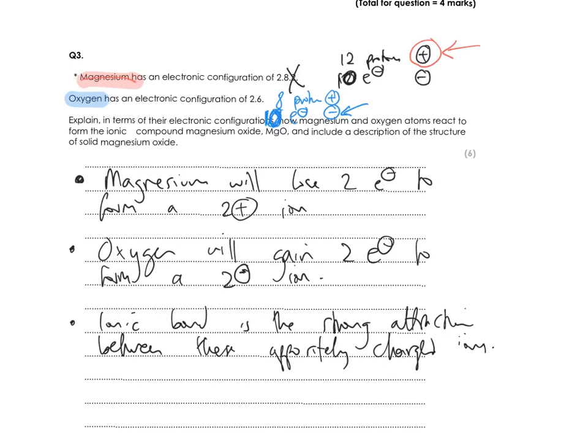So the 6 marks here will be for the idea that the magnesium loses electrons and what charge it'll have, the idea that oxygen gains electrons and what charge it'll have, and then this description of what an ionic bond is. And the reason why it has a very high melting point is because it's these ionic bonds you will be breaking in order to melt it.